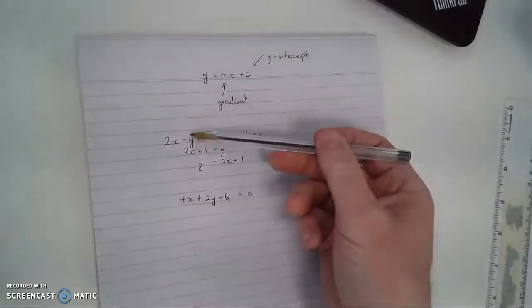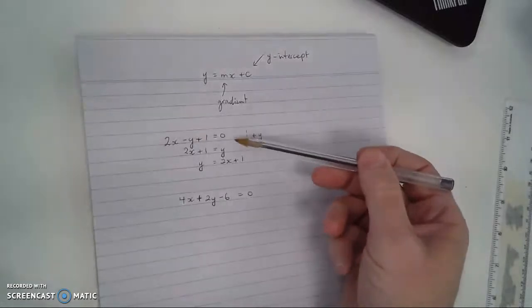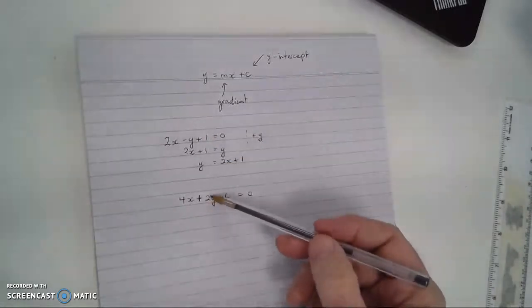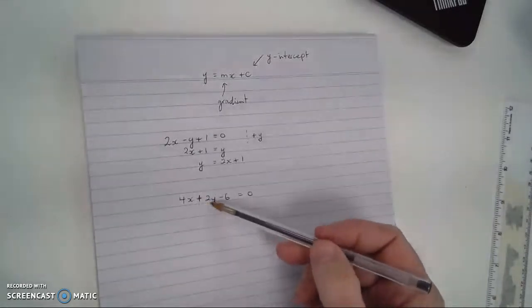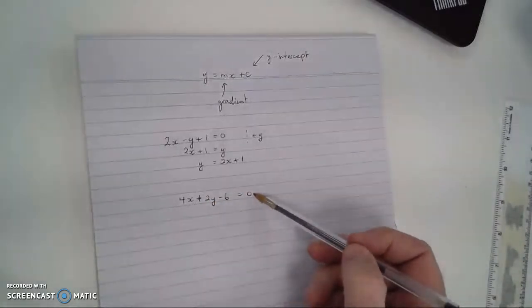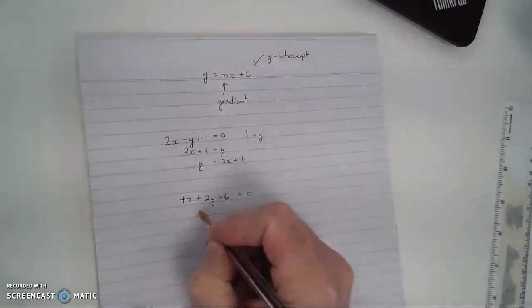Now, whereas the previous example had a negative y and it worked to our advantage to bring the y across, here the y is already positive. We do have two of them. But if I was to change that and bring it over the other side, we'd have a negative y. So what I'm going to do is slightly different. I'm going to leave the y here.